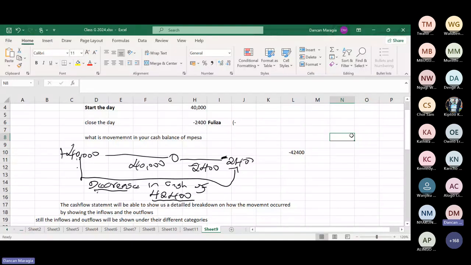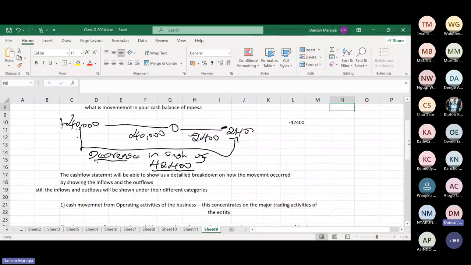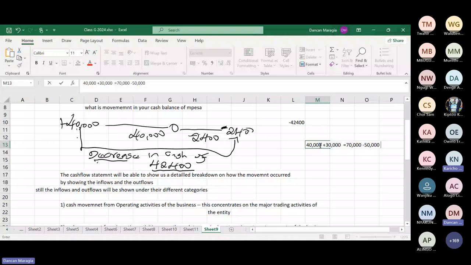But remember, even this decrease could mean so many things. That is why we are saying the statement of cash flow is the one to tell us how that money moved. You get that? It could be you started with 40,000, correct? At some point you received even 30,000 into your account. It went all the way to 70,000. Then again you paid 50,000. Then again you received maybe 5,000. So there are several movements.